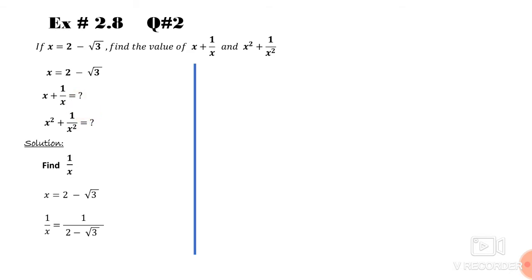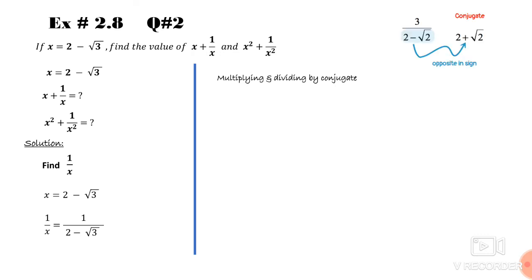Method of rationalization is exactly same as we have learned in question number 1. 1 upon 2 minus root 3 is given to us. First step is to multiply and divide by conjugate. And we have learned that to find the conjugate, we simply change the middle sign, the central sign. So we have 1 upon 2 minus root 3. We will multiply and divide it with 2 plus root 3. Numerators will be multiplied together, and in the denominator we will apply the formula.